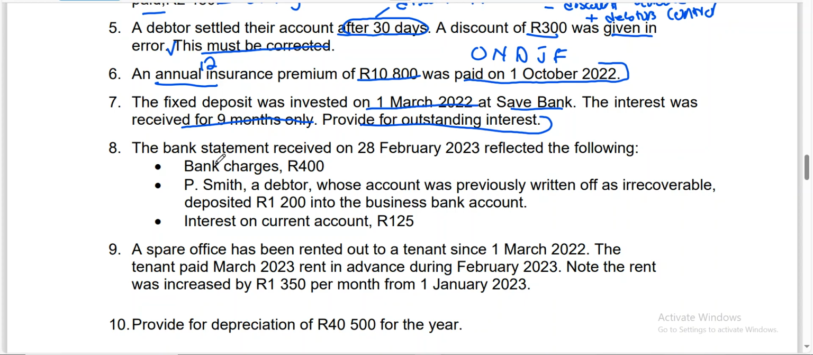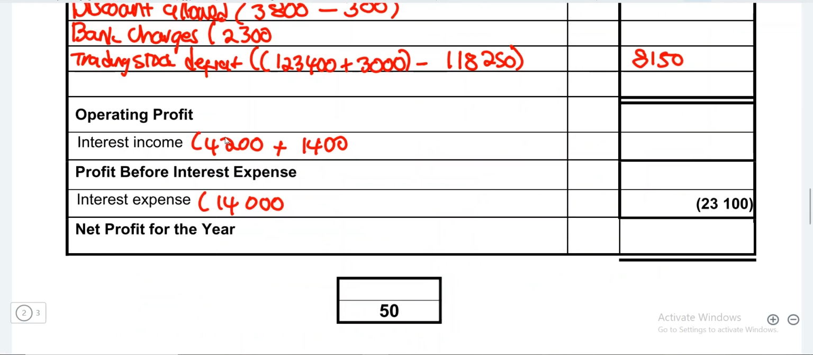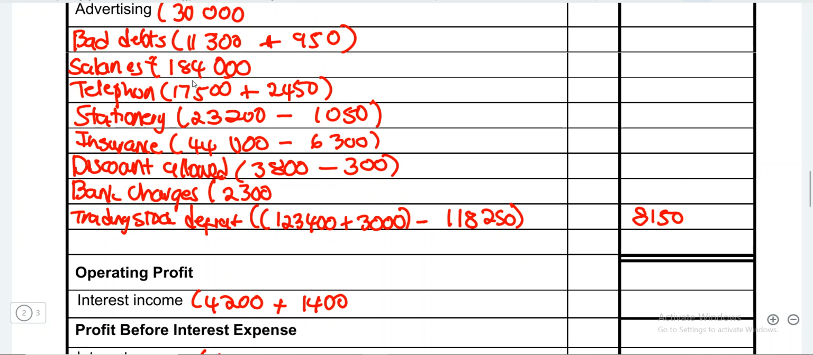For example, if you were charged bank charges, you will not know until you get your bank statement. So it means that the information you are going to get on your bank statement, you must make sure that you update your books using it. Number one, our bank statement is showing that we have bank charges of 400. Remember, this 400 was not recorded because we just got the statement. So we're going to go to our bank charges and say plus 400.